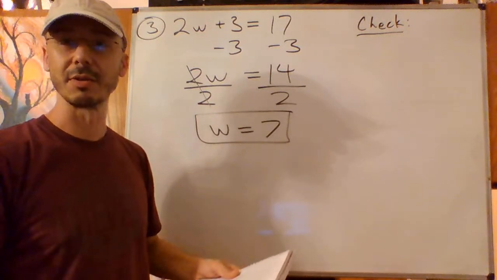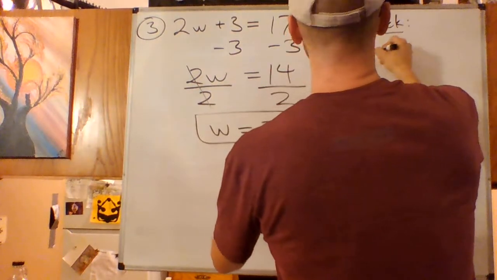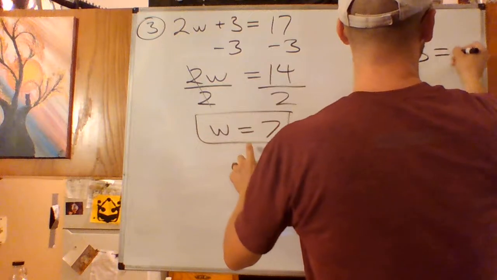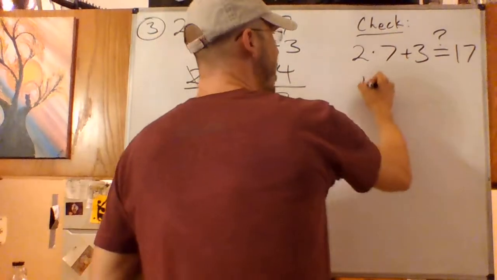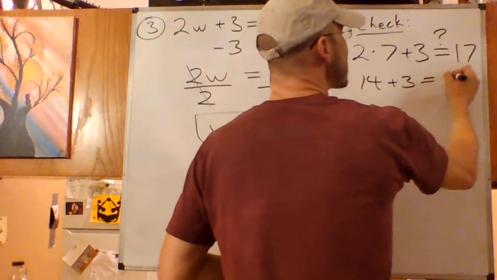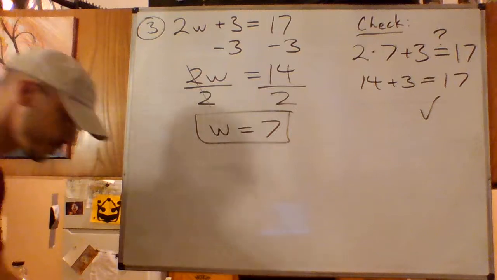Practice makes faster, or whatever they say. So in this case, I want to plug in the 7. 2 times 7 plus 3, and check, is that equal to 17? That's 14 plus 3, and yes, that is equal to 17. This one checks out. So this is the solution.